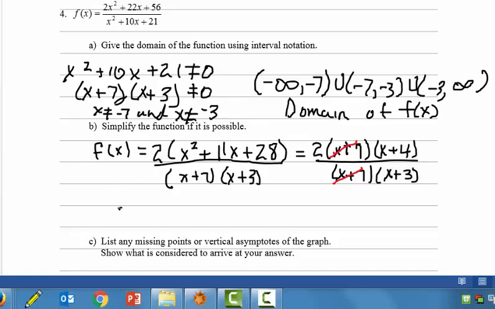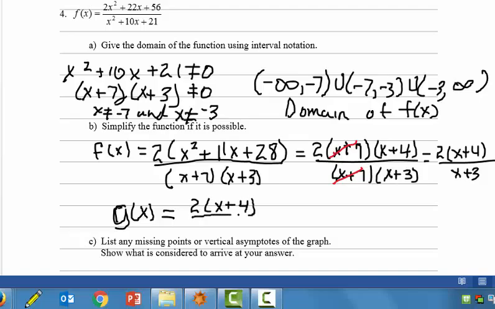So the simplification equals 2 times (x plus 4) over (x plus 3). And again, we'll call that g of x. These two functions are the same as long as x plus 7 isn't 0, which is the same as saying as long as x is not negative 7. So our simplification g is 2 times the quantity (x plus 4) over (x plus 3).